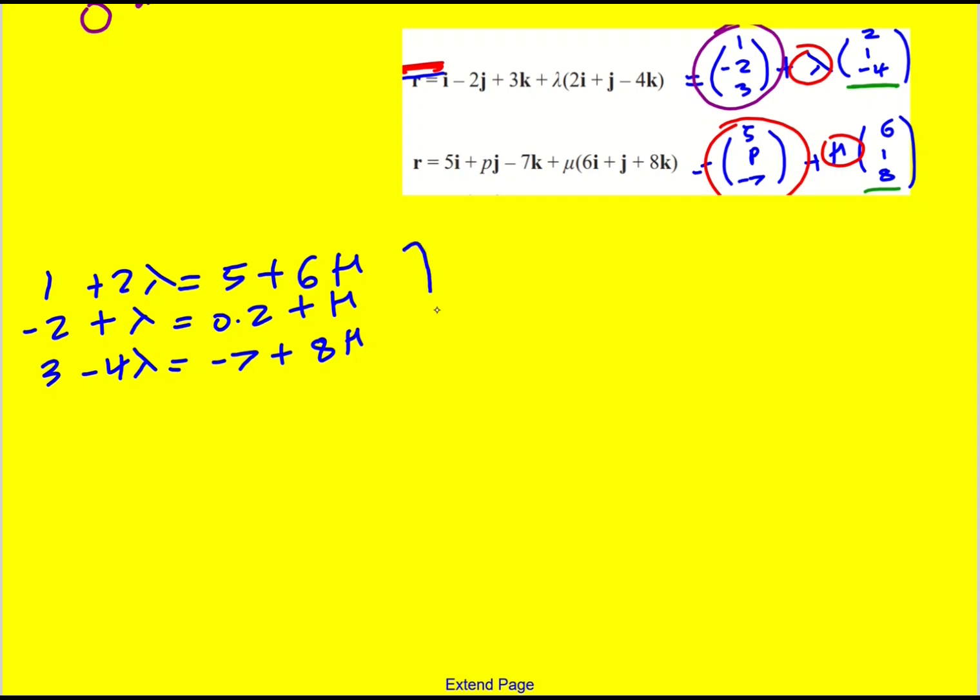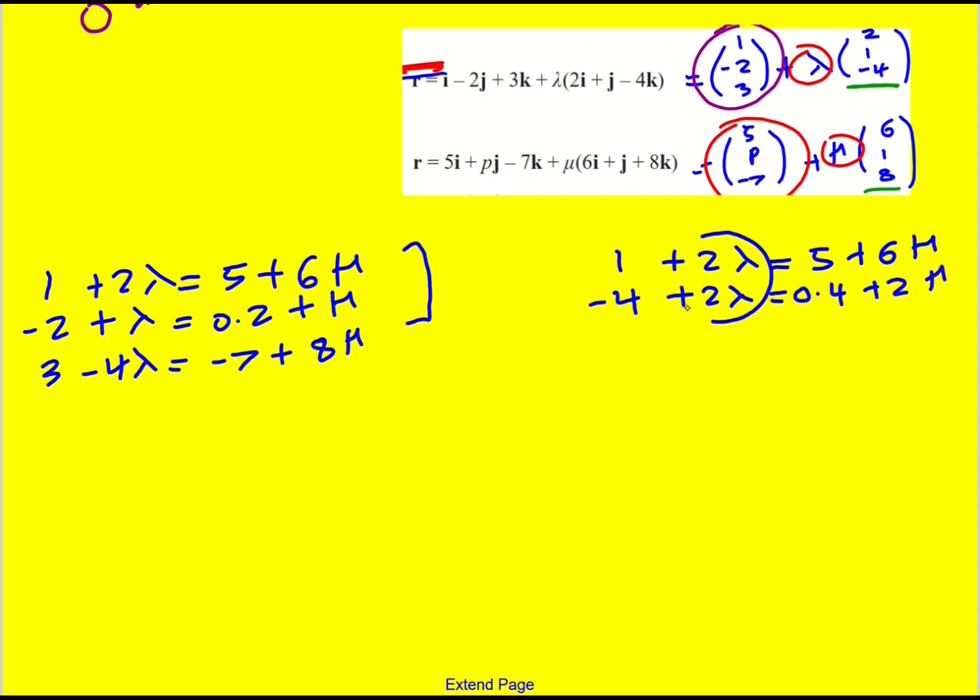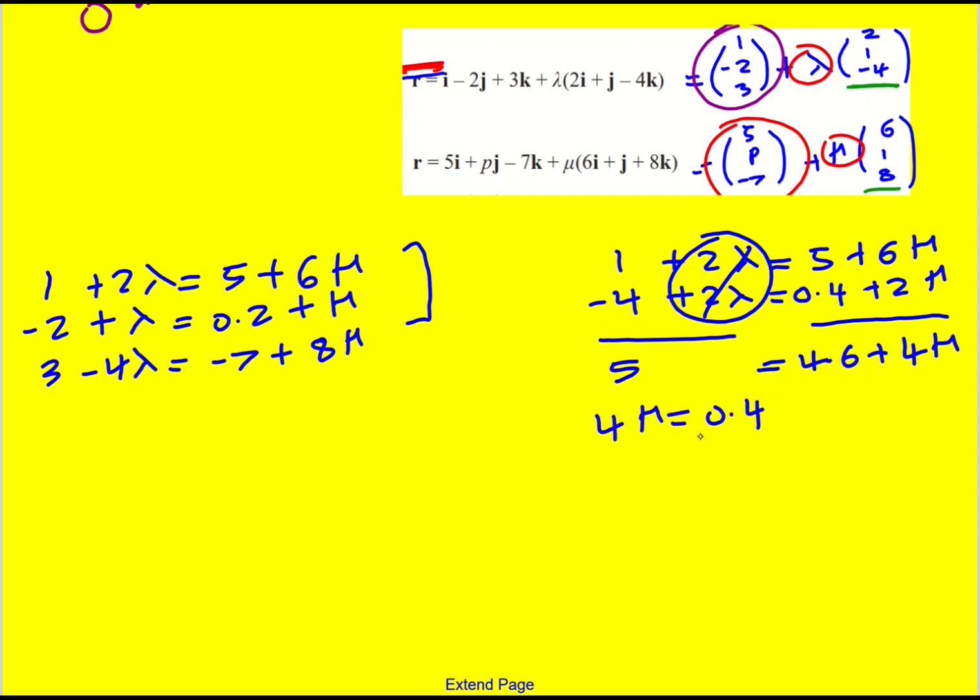So let's take the first two, and I'll keep the top one the same, and times the middle one by 2. So minus 4 plus 2 lambda equals 0.4 plus 2 mu. Because now I've made these the same, I can just subtract. So 1 minus minus 4 gives 5. These cancel. I've got 4.6 plus 4 mu. So 0.6. So 4 mu is going to be 0.4. Mu is going to be 0.1.